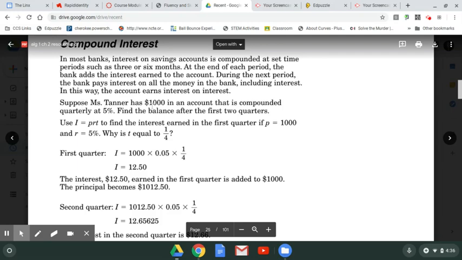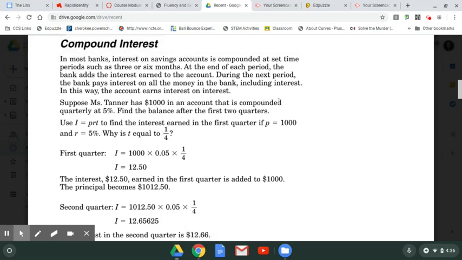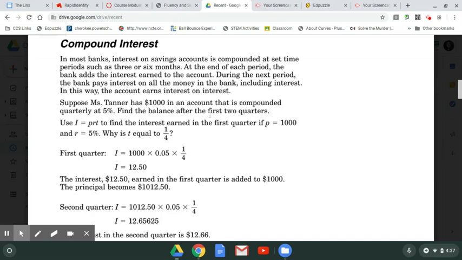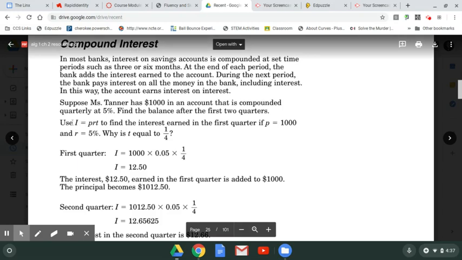Suppose Miss Tanner has $1,000 in an account that is compounded quarterly at 5%. Find the balance after the first 2 quarters. So it's compounded quarterly. So interest equals the principal, okay? And the principal was $1,000 times the rate. The rate is 5%, but we can't use percent because that's not a number. Percent means per 100. Remember, because the word percent, cent is the root word meaning 100.